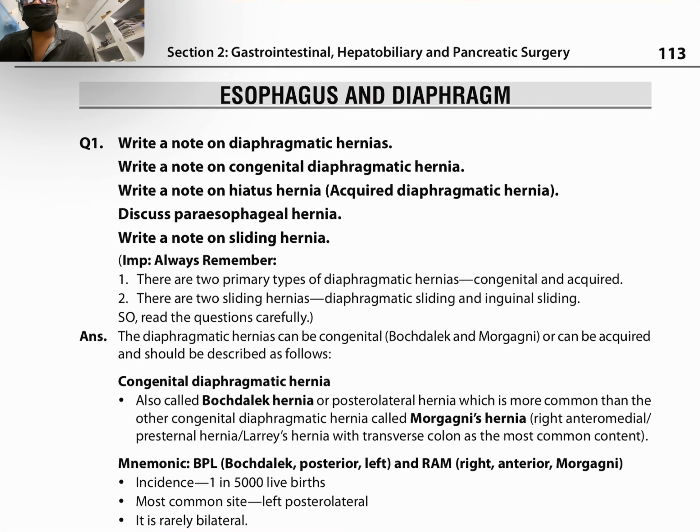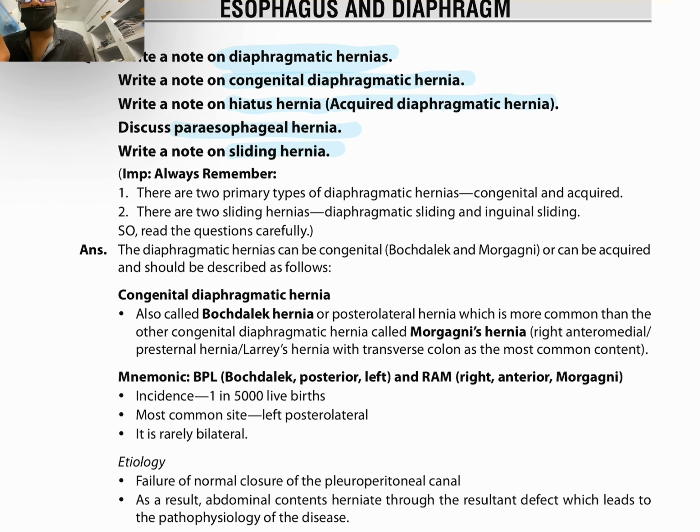So first, what type of questions are asked from the diaphragm? That may be diaphragmatic hernia, congenital diaphragmatic hernia, also called a hiatal hernia, or acquired diaphragmatic hernia, paraesophageal hernia and sliding hernia. Okay, remember the important point: there are two types of diaphragmatic hernia, either congenital or acquired. And sliding hernia is also of two types, diaphragmatic hernia as well as inguinal hernia. So we have to read the question carefully.